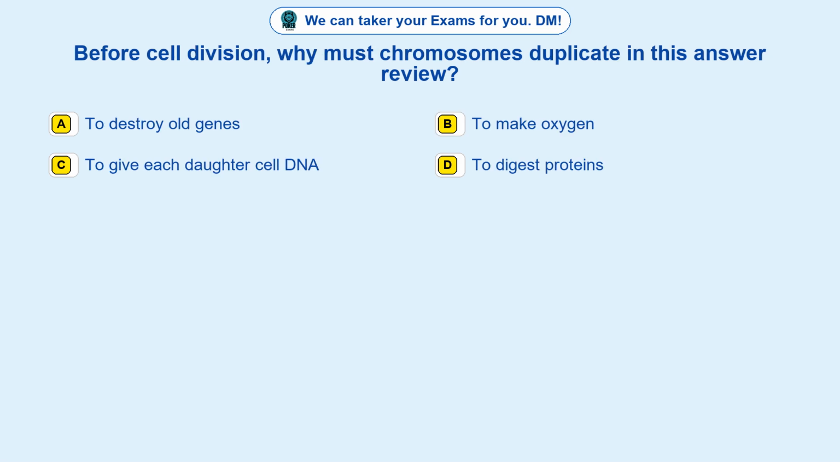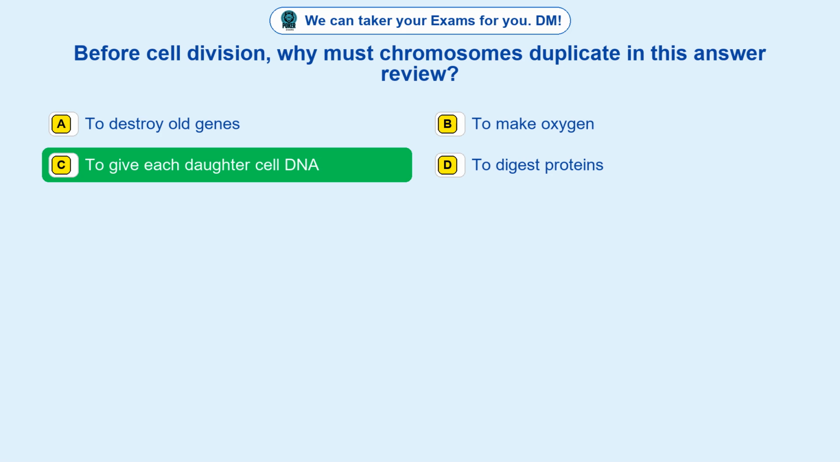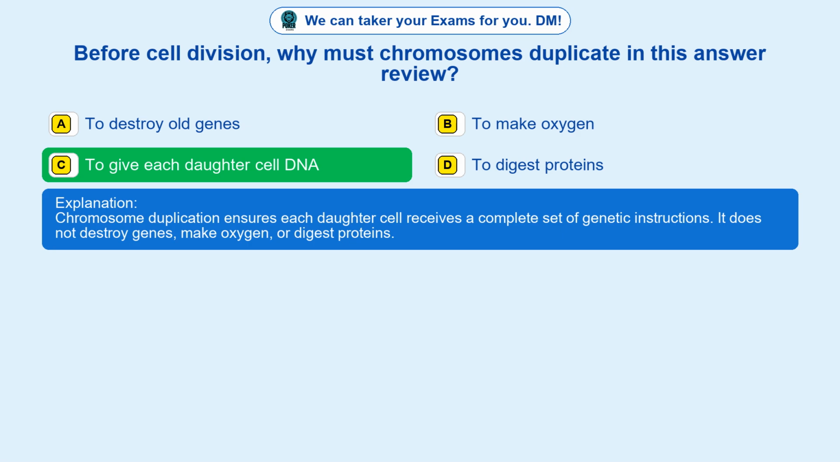Question 4. Before cell division, why must chromosomes duplicate in this answer review? Option A, to destroy old genes. Option B, to make oxygen. Option C, to give each daughter cell DNA. Option D, to digest proteins. The correct answer is option C, to give each daughter cell DNA. Chromosome duplication ensures each daughter cell receives a complete set of genetic instructions. It does not destroy genes, make oxygen, or digest proteins.